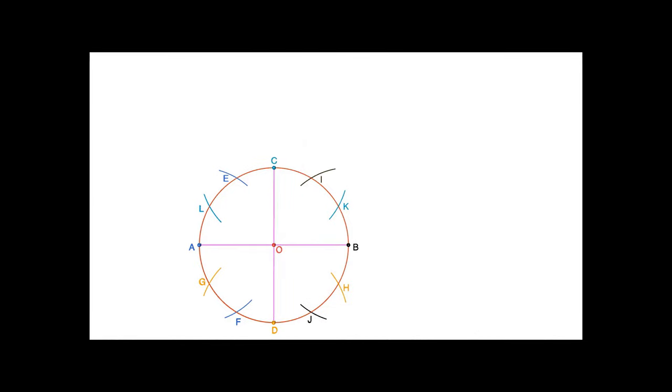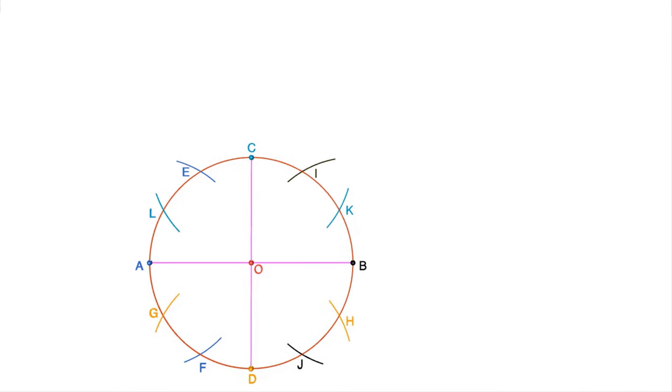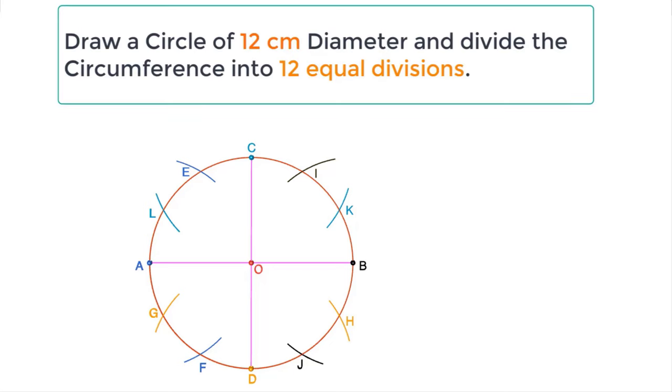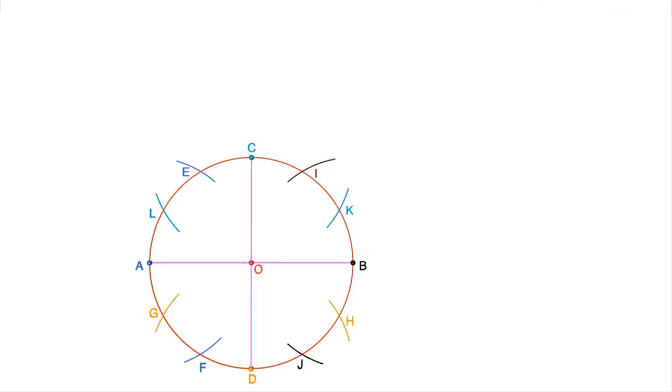Okay, now we will draw a circle of 6 centimeter radius or 12 centimeter diameter. We have a circle of 12 centimeter diameter or 6 centimeter radius, and we have to divide the circumference of the circle into 12 equal parts, and we'll do it with the help of a scale and compass. Now let us draw a circle first.